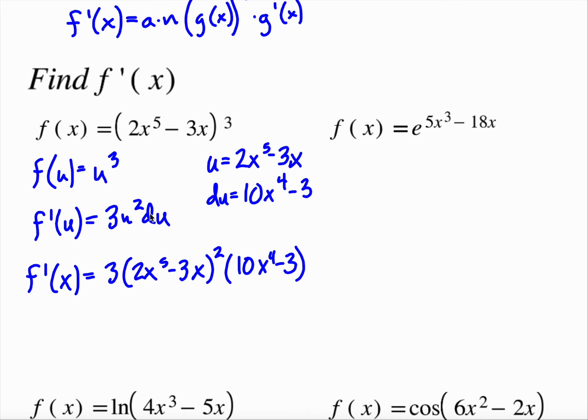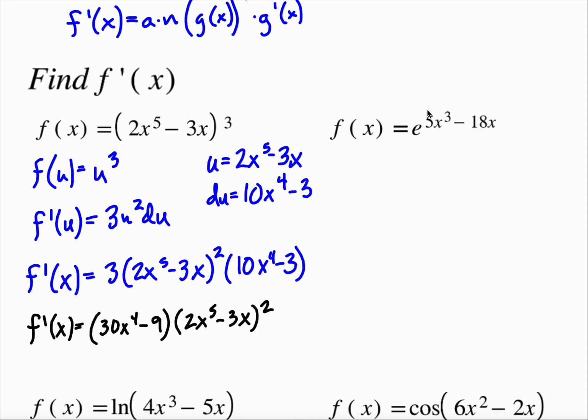Okay, now it wasn't completely necessary in this case, but it does help out, I think. And so then we're going to go ahead and just simplify this a little bit. We're going to multiply this last term in parentheses by 3 and write it in the front. So we're going to have 30x to the 4th minus 9, and then we have 2x to the 5th minus 3x quantity squared.